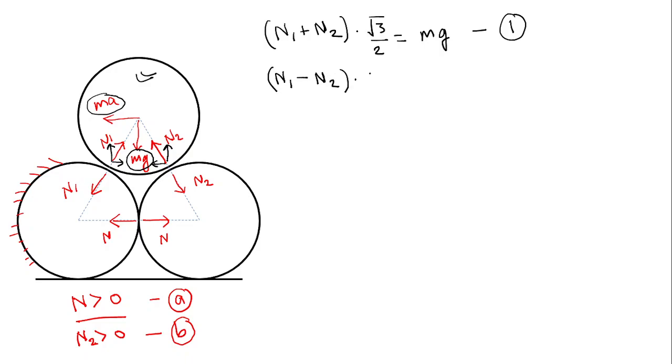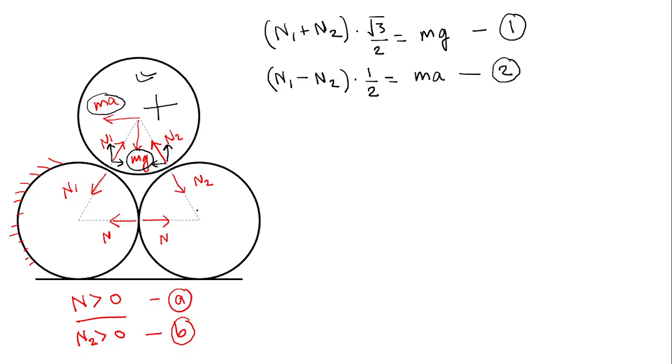The angle is now 60 degrees. Cos 60 degrees means 1 upon 2. This should be equal to what? It should be M times A. These two equations give us the horizontal equilibrium and vertical equilibrium for this ball.